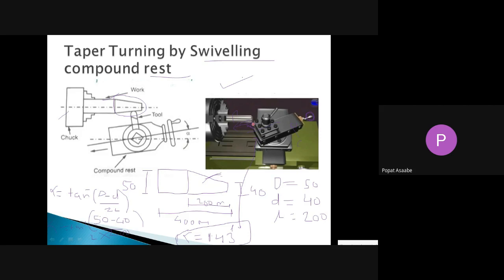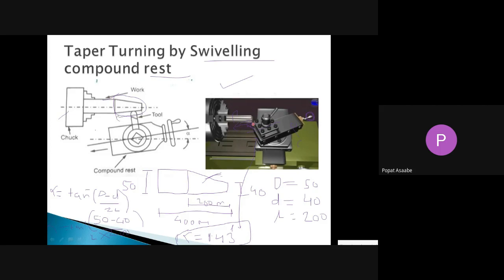And what is the disadvantage of this method? This method is used only for small length tapers. Okay, with the help of this method we can produce only very small length tapers.